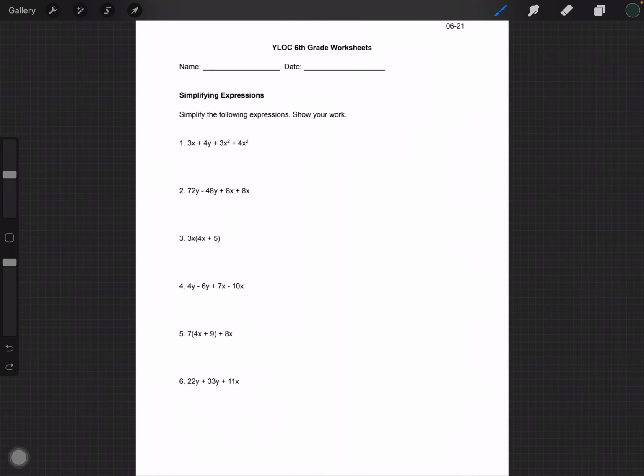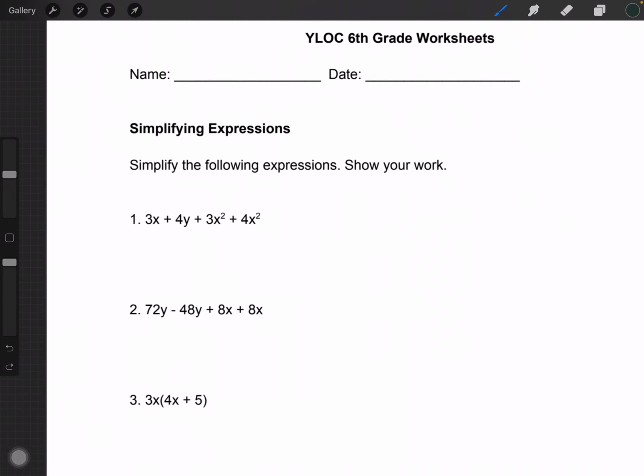So the first page that you should have gotten tells us to simplify the expressions and to show our work. So remember here that we can only add and subtract like terms. For example, these two are both terms of x squared, but these two are completely different. And so we will be able to simplify these two, so we can say 7x squared. But these two, not so much, because they are different terms.